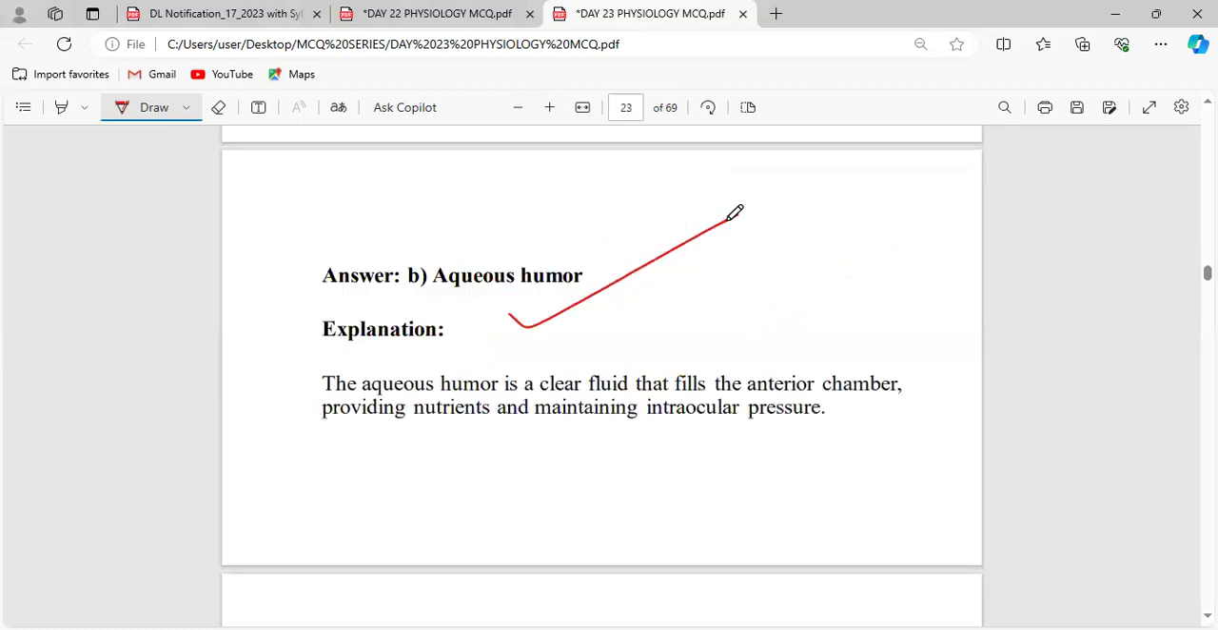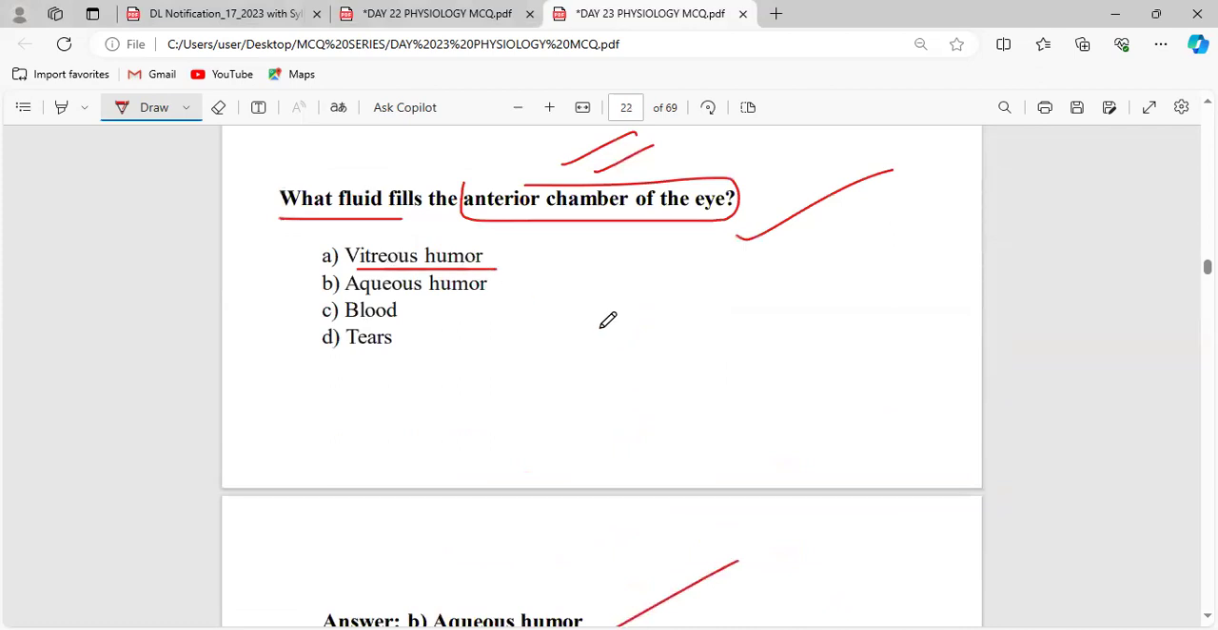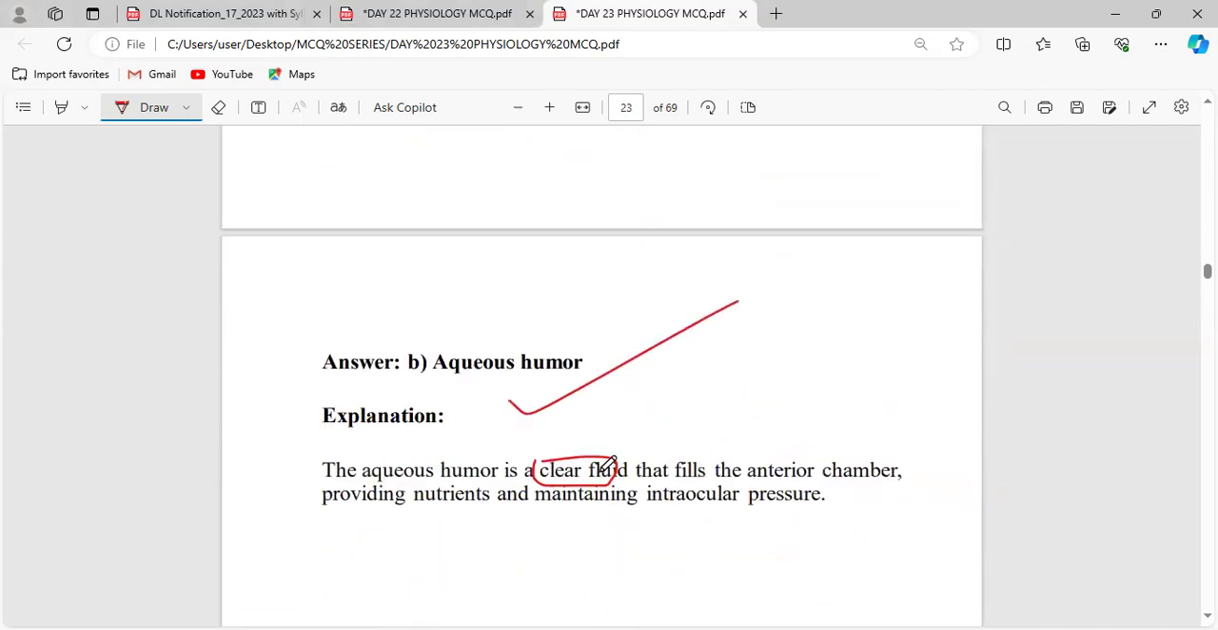That will be aqueous humor. Aqueous humor is a clear fluid. And what about the vitreous humor? It is a gel-like fluid. The clear fluid called aqueous humor is the one that fills the anterior chamber, provides nourishment, and maintains the intraocular pressure.